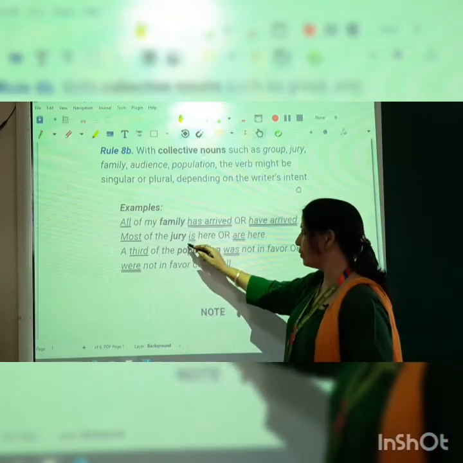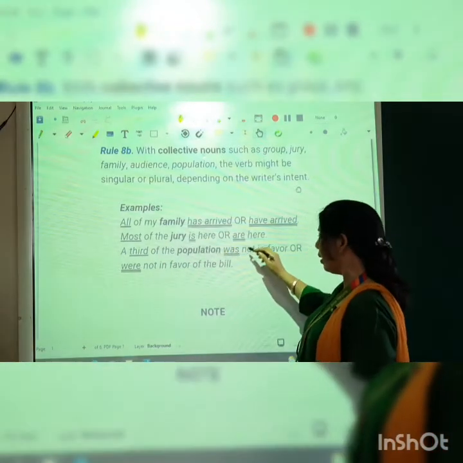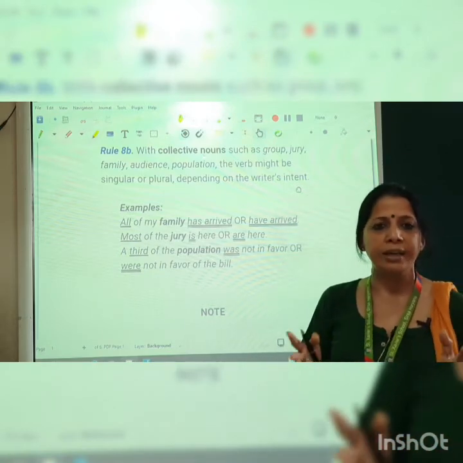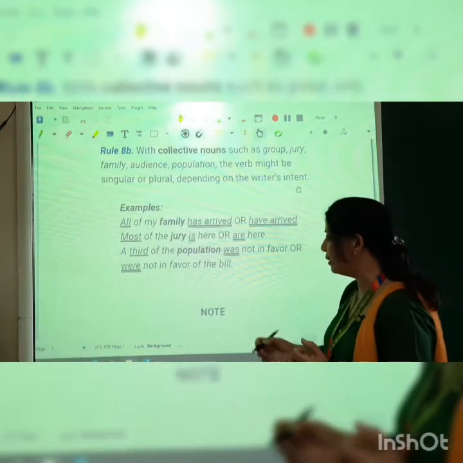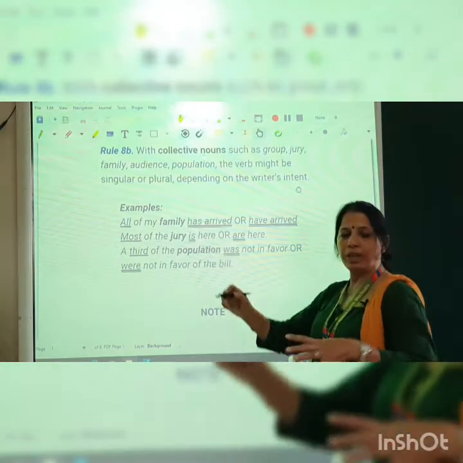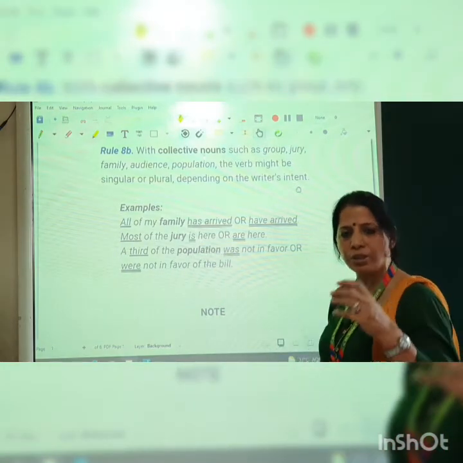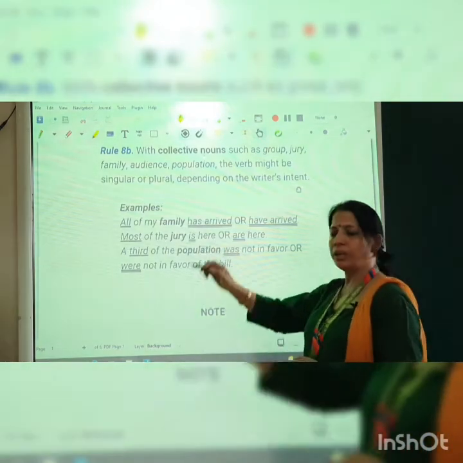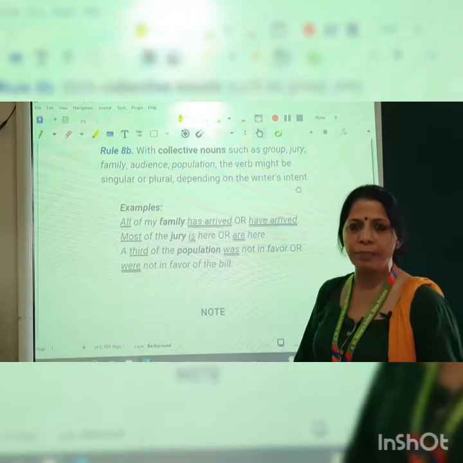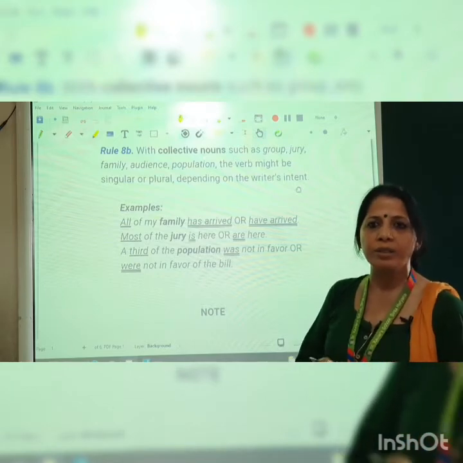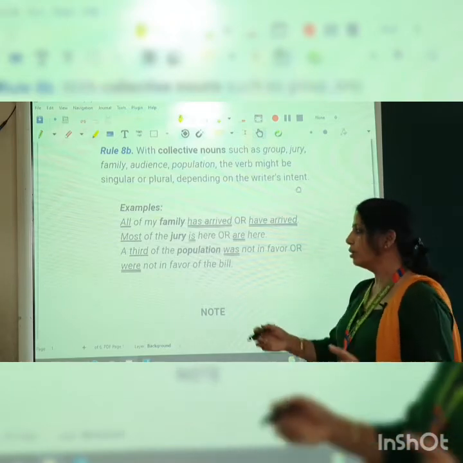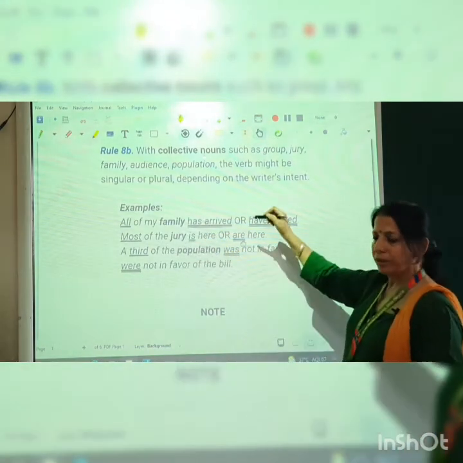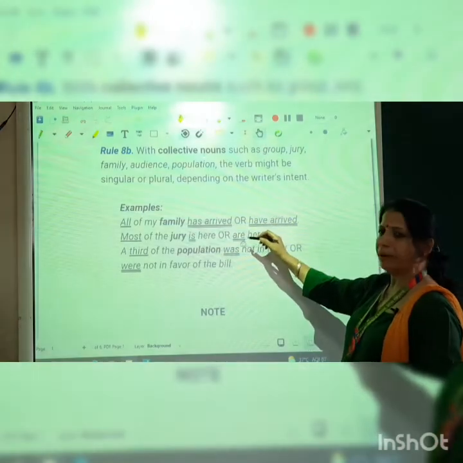Most of the jury is here or are here. Now jury means what? A group of judges sitting together to decide a case. In this case, if the jury is working together as a unit, as a team, you will use "is". If the jury are divided in their opinion, that means the jury members themselves are not in agreement, then it will be "are". Though it's a collective noun, both ways it can be used, "is" or "are", depending upon the intent of the writer.